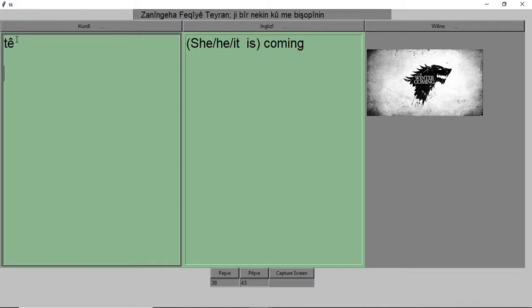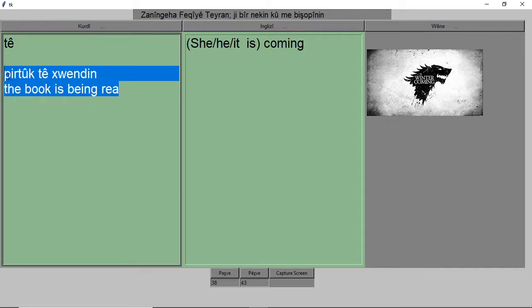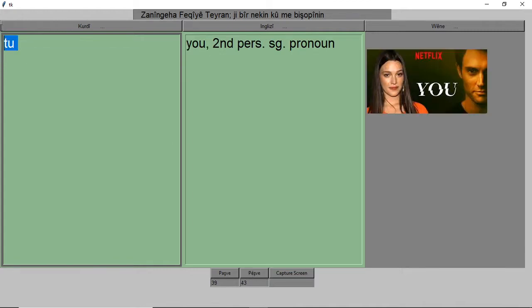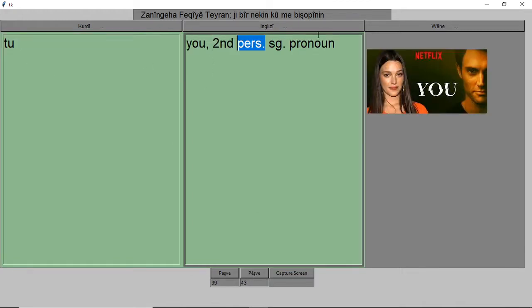For example, I say pertuk te khwandan. I think this is the passive one, because pertuk te khwandan means the book is being read. So somebody reads the book, and that's how we do this. As I said, my documents are still not so good, but I am trying to make them good. After I make it perfect, I will make it into a video.